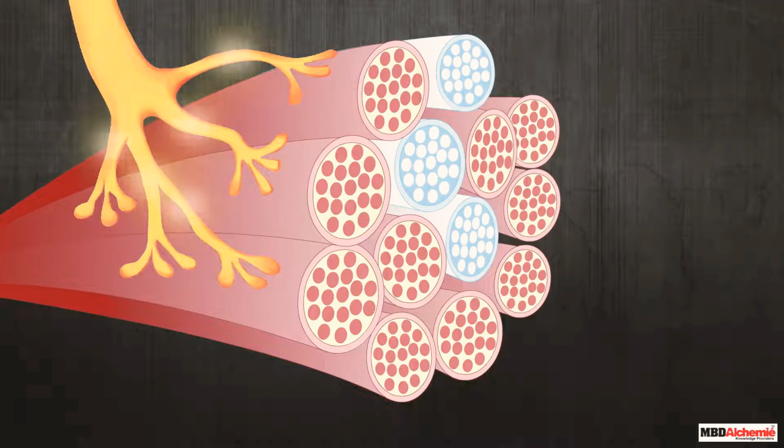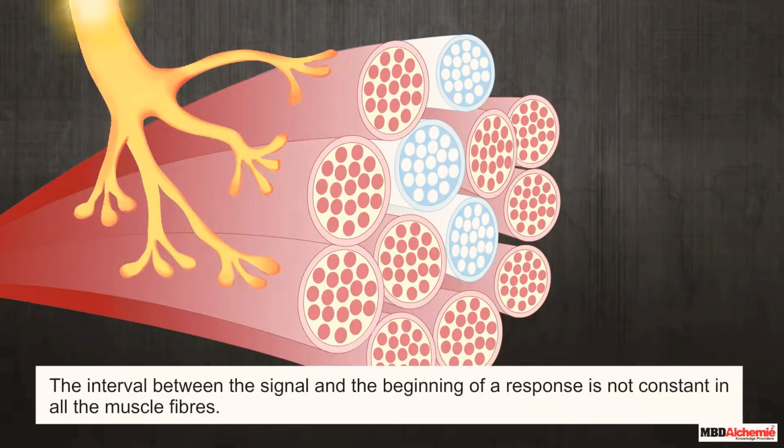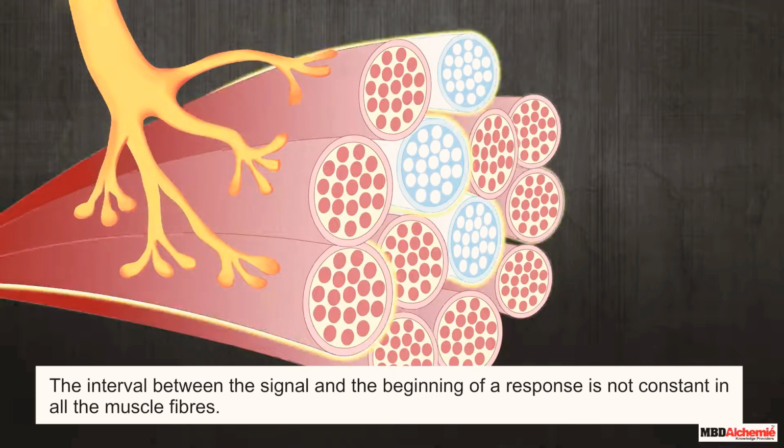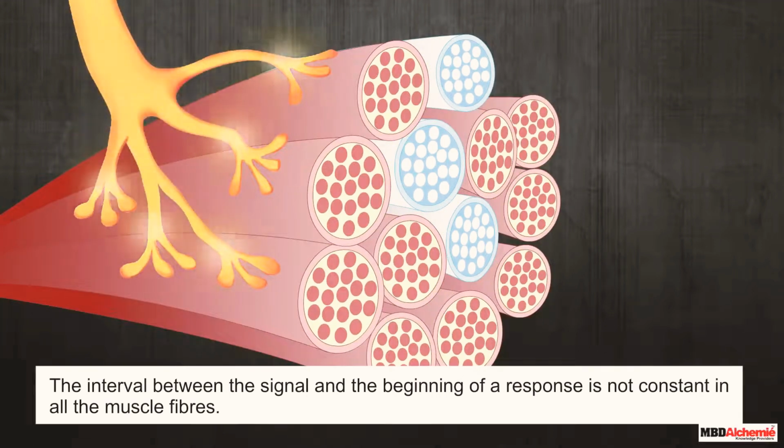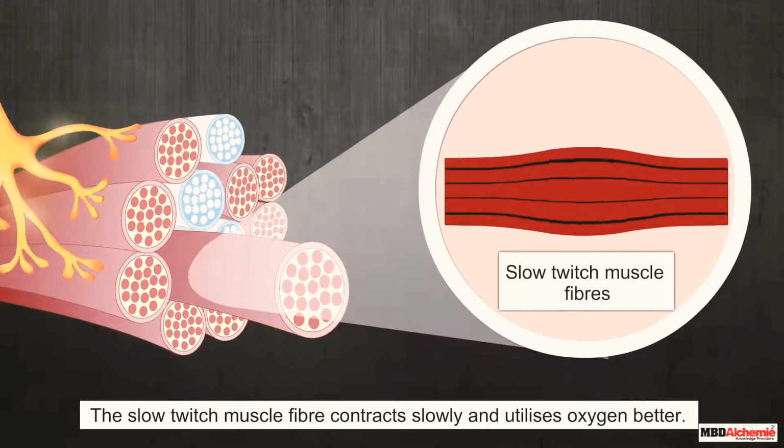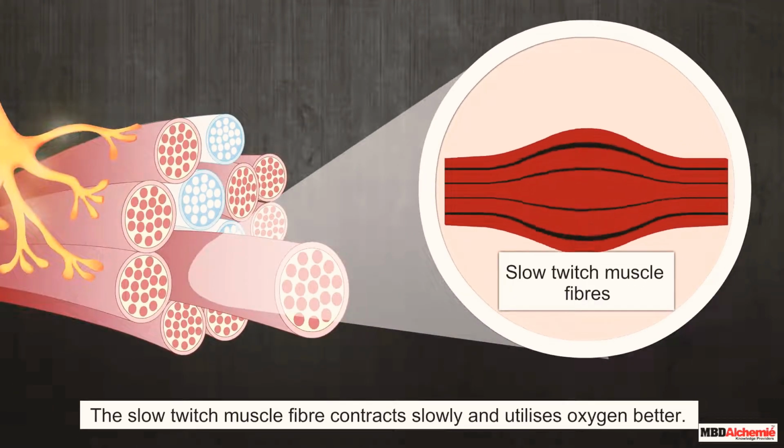All the muscle fibers do not respond to the signal in the same interval of time, that is, the reaction time. The interval between the signal and the beginning of a response is not constant in all the muscle fibers. The slow twitch muscle fiber contracts slowly and utilizes oxygen better.